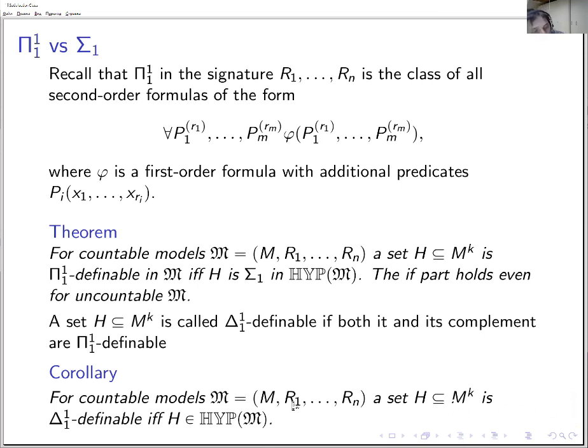Okay, so this was for the corollary, and now for the theorem. Of course it's a bit more complicated to prove. Yeah, so before we have prepared machinery just for one part of this theorem.